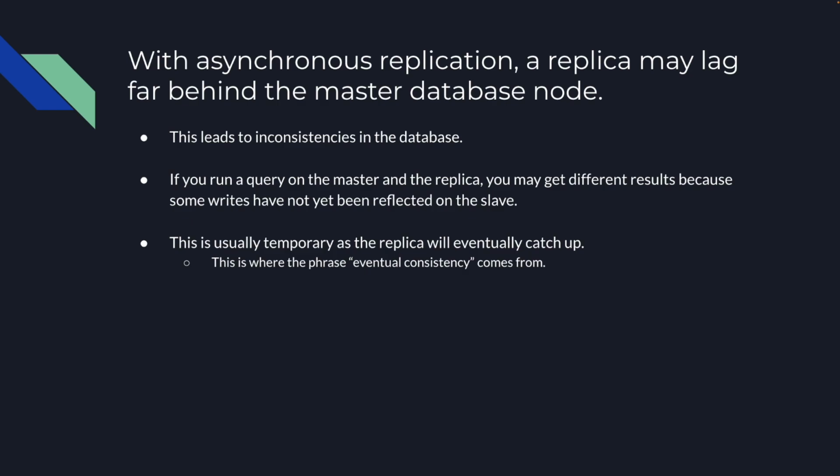And this can lead to inconsistencies in the database. If you run a query on the master and the replica, you might get different results because some writes have not yet been reflected on that follower. And this is usually temporary because the replica will eventually catch up, and this is where the phrase eventual consistency comes from.